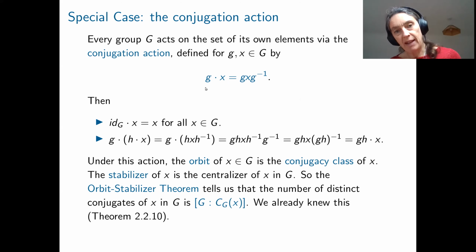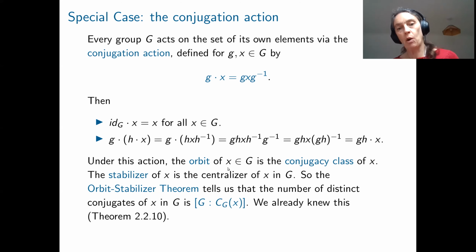The orbit of X under this action is just the set of all elements of the group G that have the form GXG inverse, where G ranges through the elements of the group. So this is exactly what we've previously called the conjugacy class of X. The stabilizer of the element X is the set of those elements G in the group for which GXG inverse is equal to X, for which G dot X is equal to X. It's the set of the group elements that leave X alone under this action. That's exactly the group elements that commute with X. We have a name for that. It's the centralizer of X.